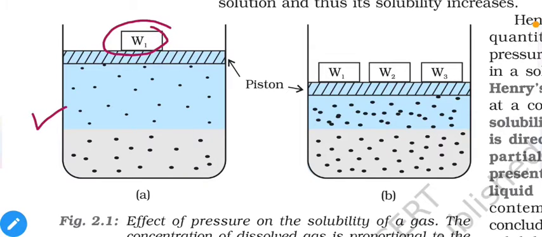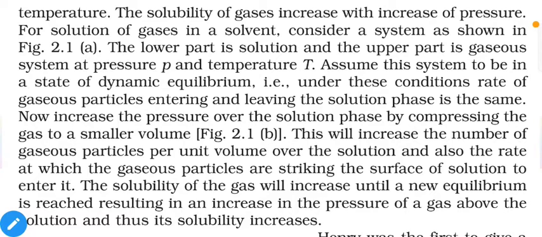We only applied a single weight on the movable piston. So this portion in the upper region represents the gaseous state, and this is our liquid, and all these black dots represent gas dissolved in liquid. That means we have solution in the lower region here. Assume this system to be in a state of dynamic equilibrium. That is, under this condition, the rate of gaseous particles entering and leaving the solution phase is the same.